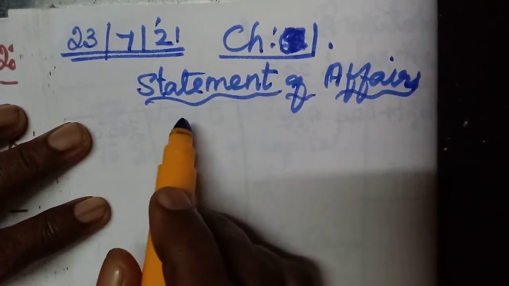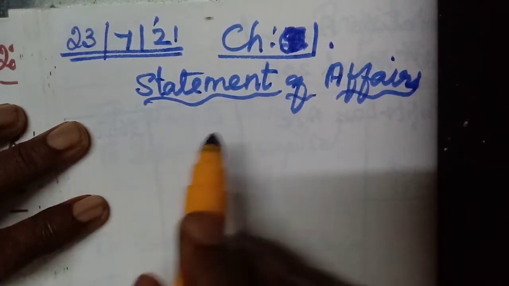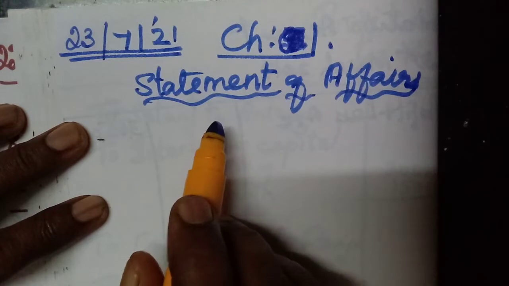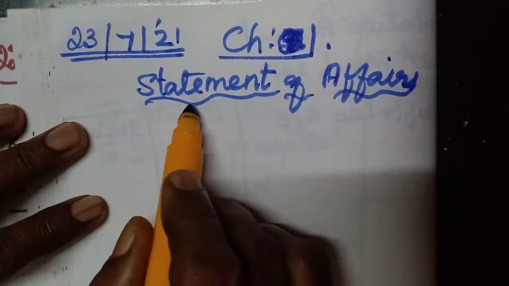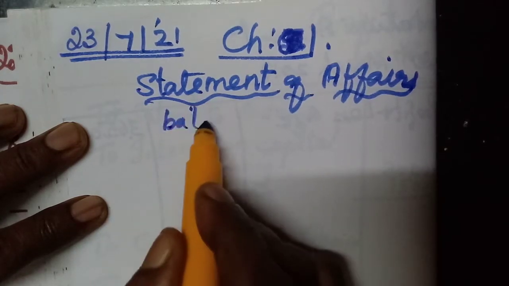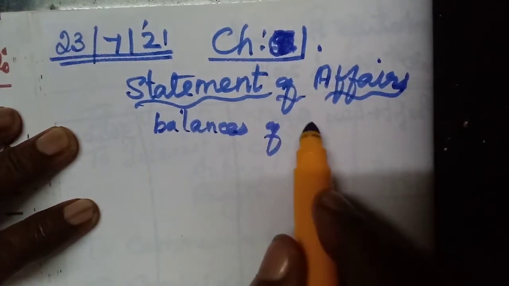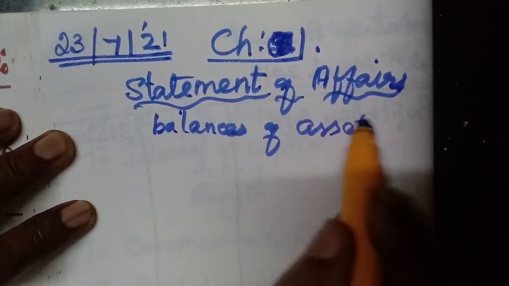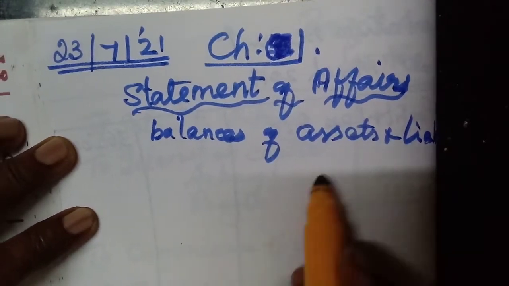There, statement of affairs is one of the headings. Here first you should know what is statement of affairs. Statement of affairs is a statement showing the balances of assets and liabilities, like a balance sheet. Balances of assets and liabilities will be shown on a particular date.